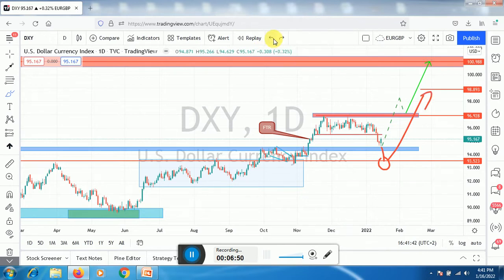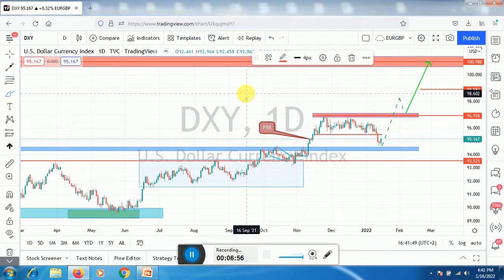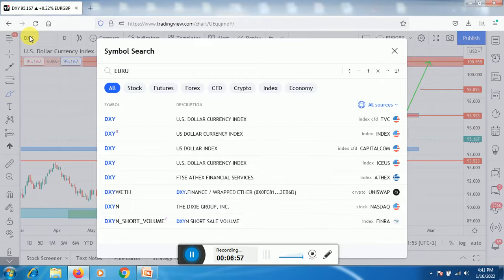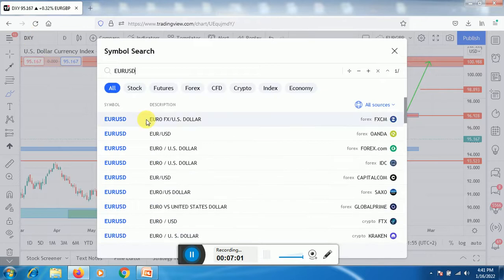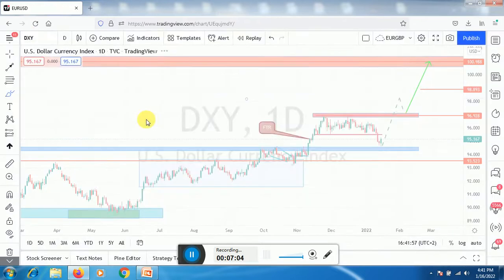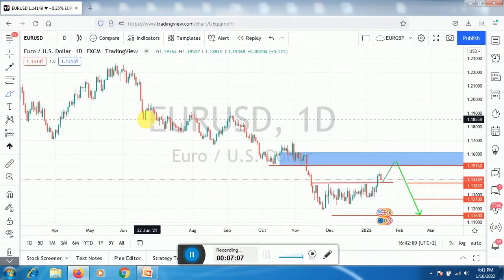So if we look at the other pairs like EURUSD, the story of euro dollar is the opposite of the dollar index.